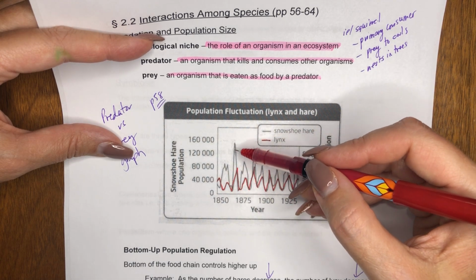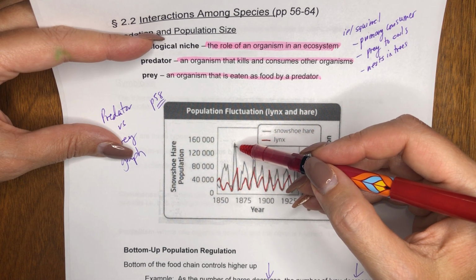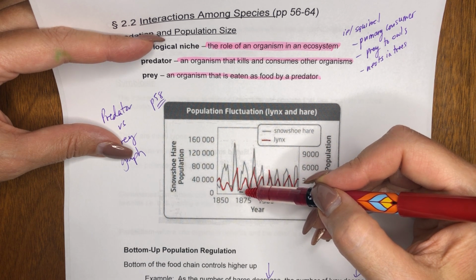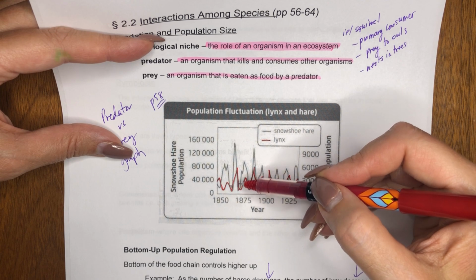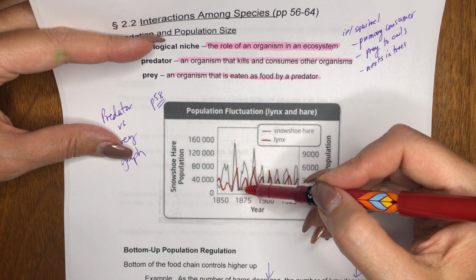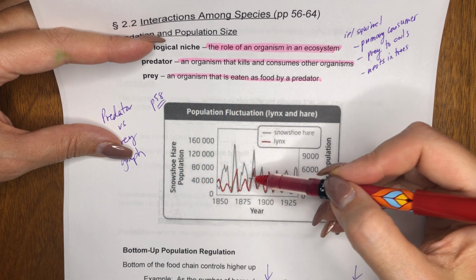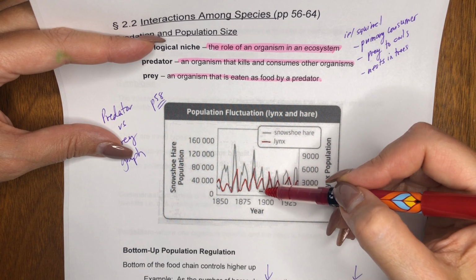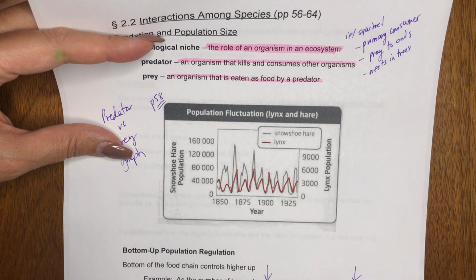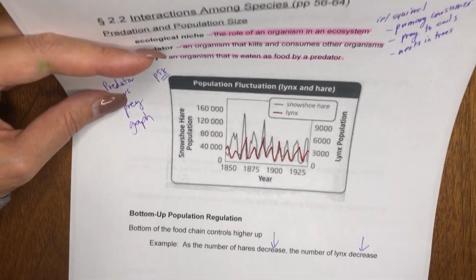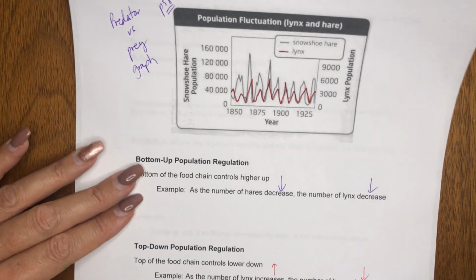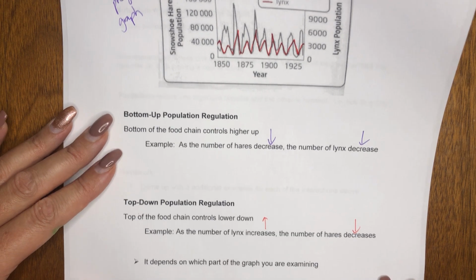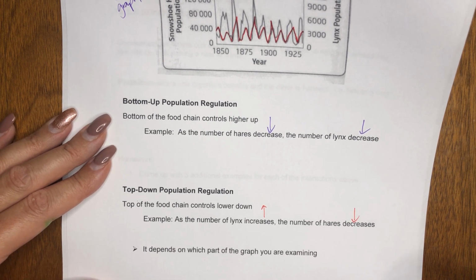So the lynx are increasing, let's say here, really high up here. Well, look what happens right after that. As soon as that happens, the lynx increases and then the snowshoe hare goes right down. The lynx increases and the snowshoe hare goes down. So it's a repeating cycle, okay? So it depends on which part of the graph you're looking at, where you will see top-down regulation happening or bottom-up regulation happening. So I'll let you take a minute to copy that.